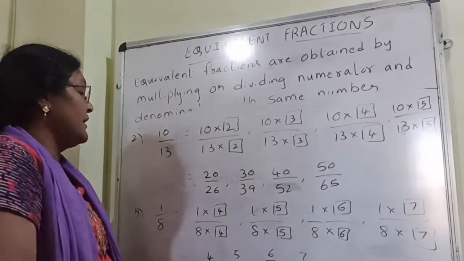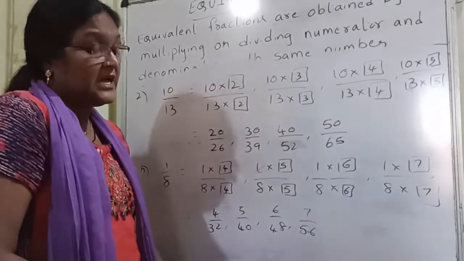So equivalent fractions are obtained by multiplying both the numerator and denominator with the same number.